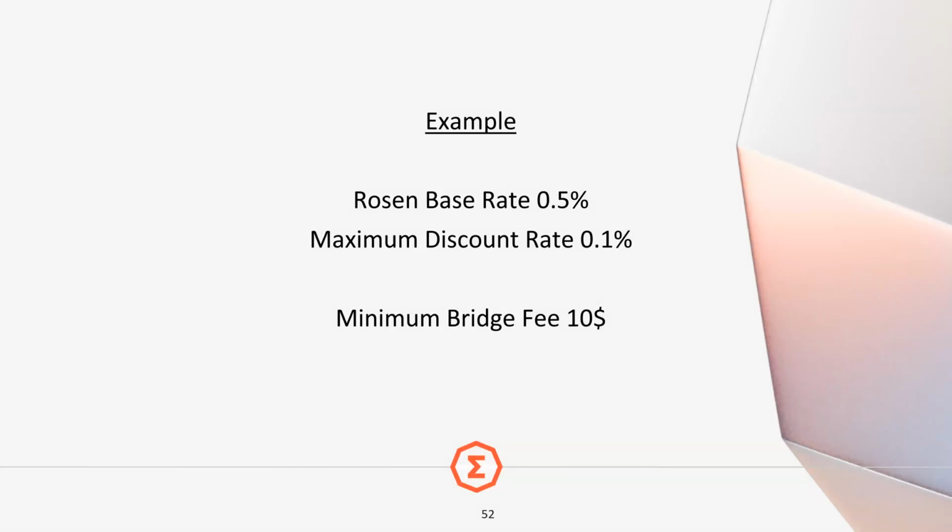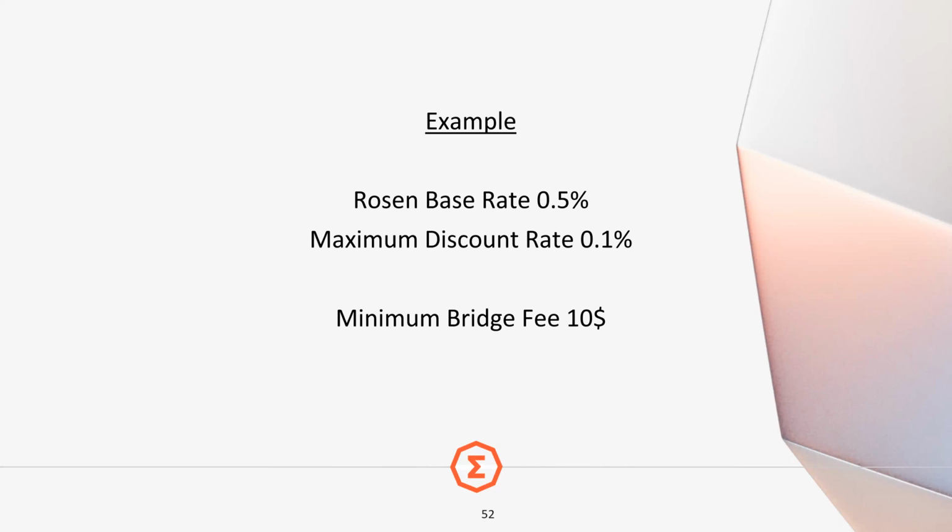And so we'll use an example where we have a base rate of 0.5% and a maximum discount rate of 0.1%. And then we have a bridge minimum fee, because at a certain threshold, it really doesn't make sense to do much, because you do have a certain cost associated with transactions, and then you have the back end of Rosen, which is built around fee distribution. So we may actually have to adapt this minimum bridge fee to the particular chain that people are using, just based on the cost of transaction.